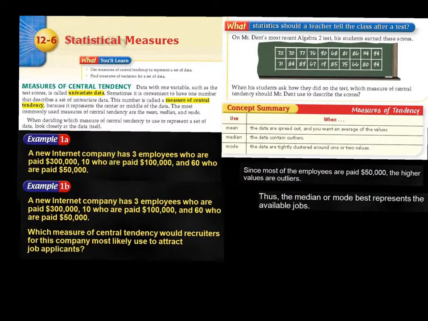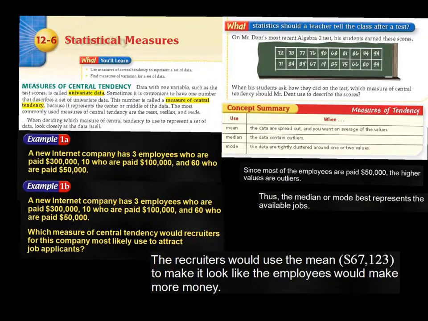Now, which measure of central tendency would recruiters for this company be most likely to use to attract job applicants? They want to use the mean, which is $67,123, to make the employees look like they'd make more money.